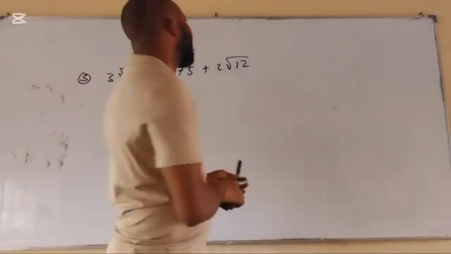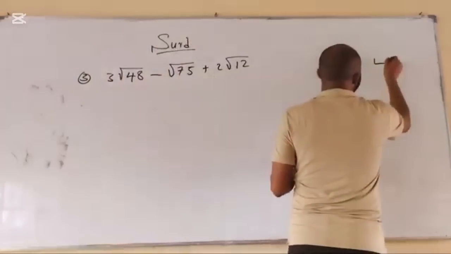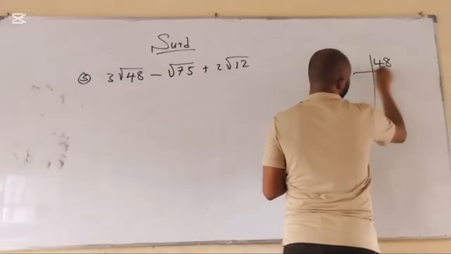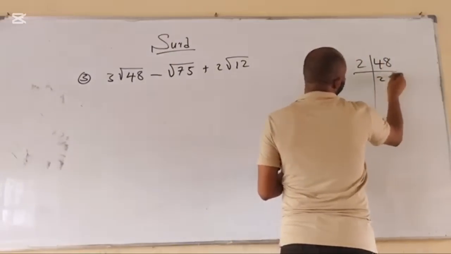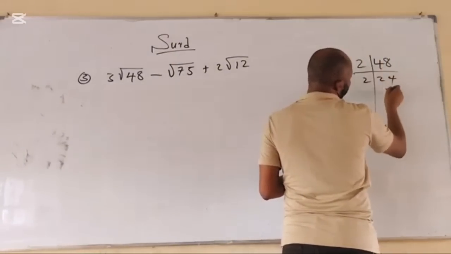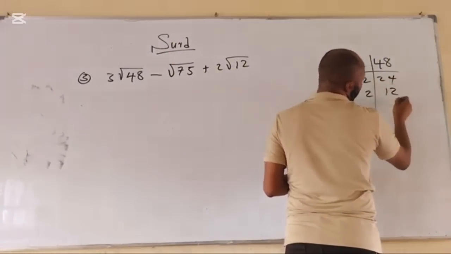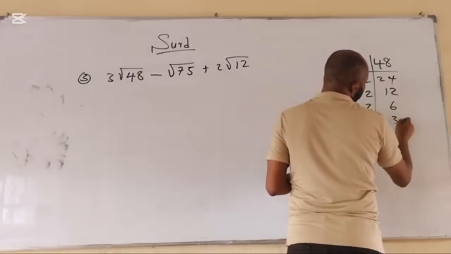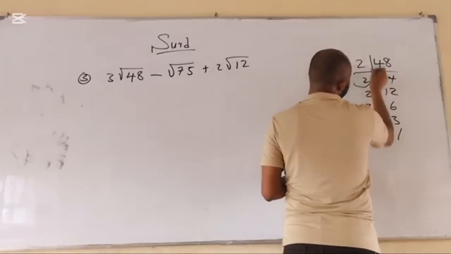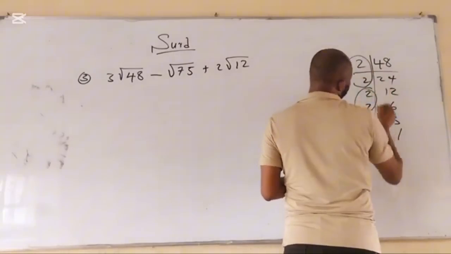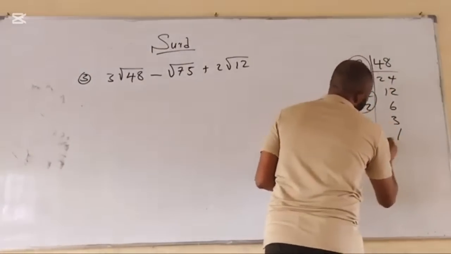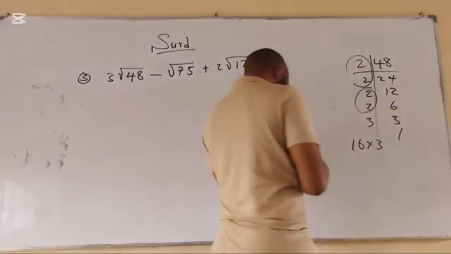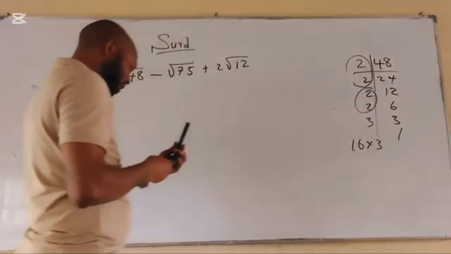So first of all, start here with our 48 as usual, don't forget that. This is 24. 2 goes here will give us 12. 2 goes here will give us 6. 2 goes here will give us 3. 3 goes here will give us 1. So this is 4, 16 times 3. You can confirm that 16 times 3 will give you 48.